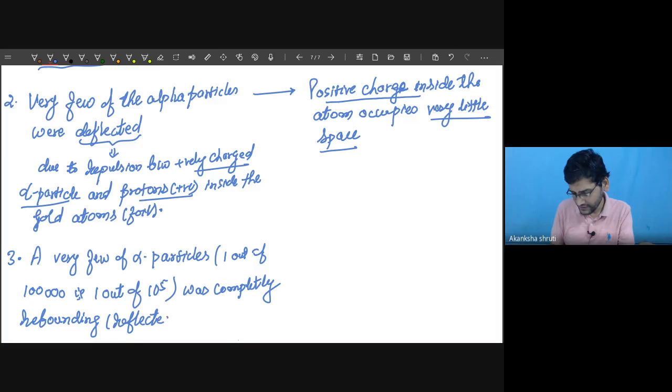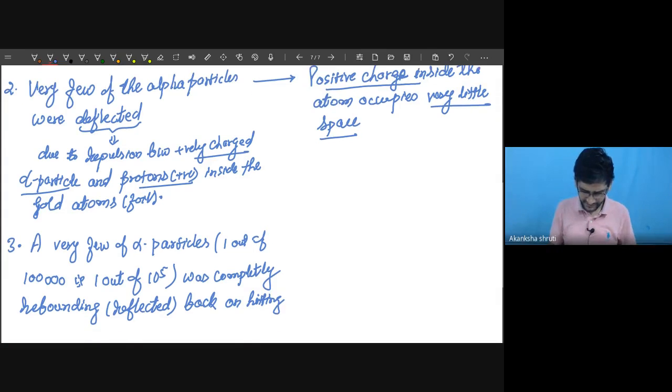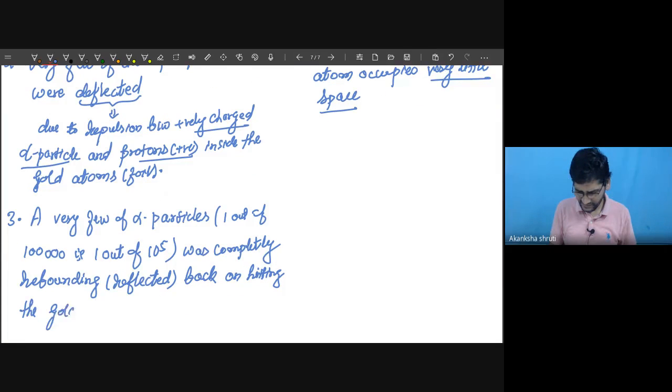Reflected back on hitting the gold foil. A student, here we are observing just 1 out of 1 lakh, means 10 to the power 5.